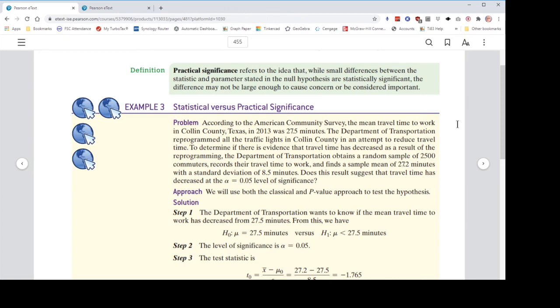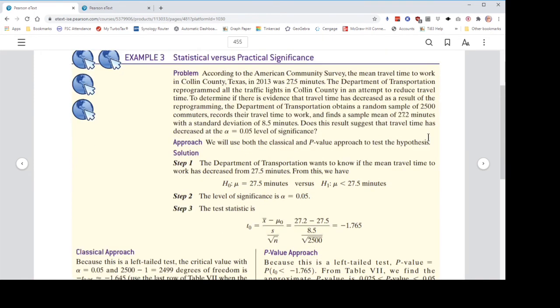So we go through and we perform the hypothesis test. I'm not going to do it, I'm just going to show it to you. We set up the hypotheses. The mean travel time is 27.5. That's the assumption. We were trying to see if the travel time has decreased, so H1 is that the mean travel time is less than 27.5. We calculate the test statistic and end up with negative 1.765.